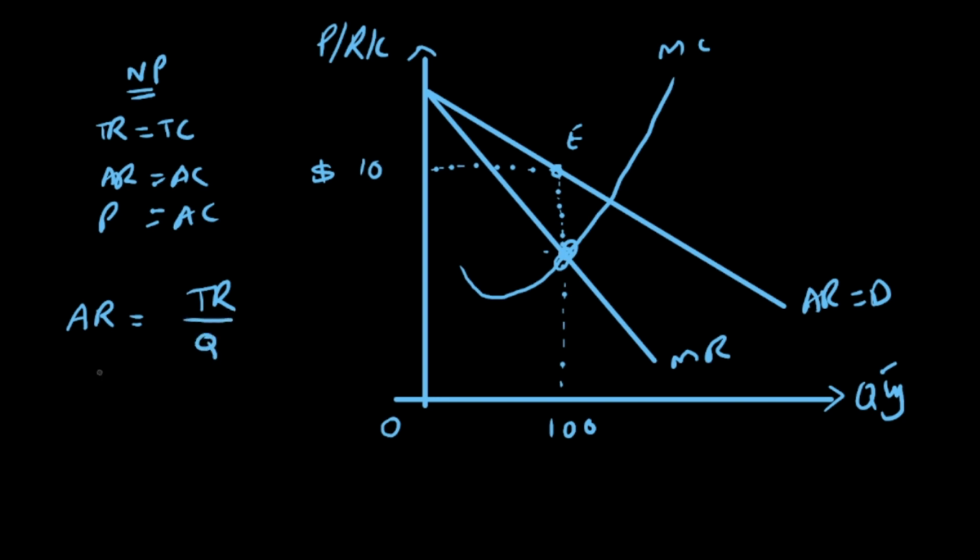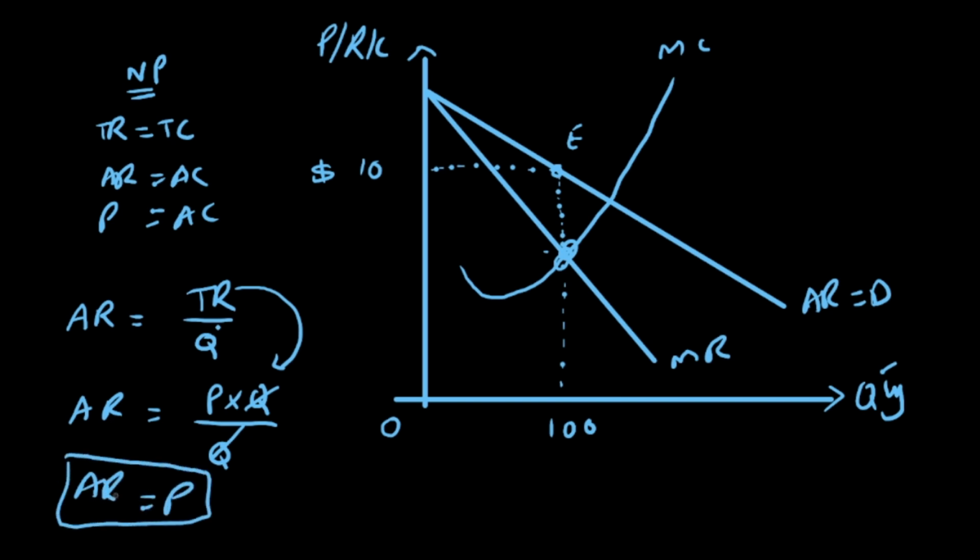Average revenue is equal to total revenue over quantity, and we can replace total revenue with P into Q, as we know that total revenue is equal to price into quantity. So AR equals P into Q divided by quantity. Now we can cancel out Q with Q, so average revenue is equal to price. Since average revenue is always equal to price, we have to extend the perpendicular of quantity till average revenue. So price will be set at $10, right?